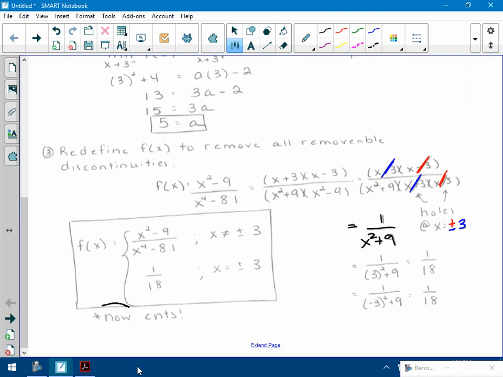So it's 1/18 if x is either positive or negative 3. Now note, this does make the function continuous now, even though there's still a factor on the bottom. Why would that make the function continuous even though I still have something in the denominator? Well, think about this denominator. What's going to make this 0? Only imaginary numbers. And in calculus, we're not really concerned with imaginary numbers. So there's no real value that's going to make this 0, because this is going to be some number squared, which is going to be at least 0. When I add 9 to it, it's not going to be 0 anymore.